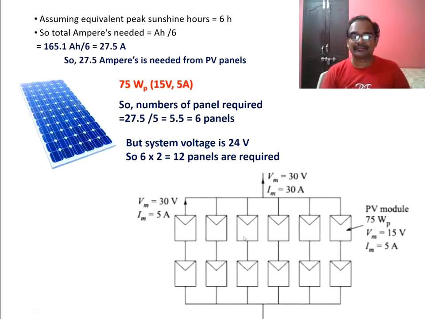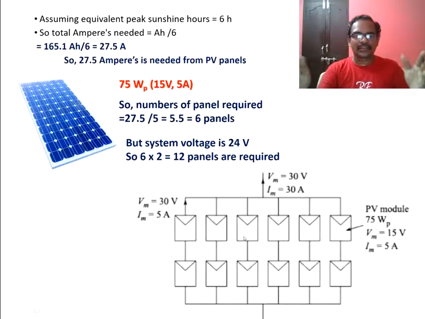Now what about the current requirement? I require 27.5 amperes, so I require 6 strings. 5 into 6 will be 30 amperes. So I require at least 30 amperes of current. That is, each string will give me 5 amperes, and that's why 5 into 6 will be 30 amperes.